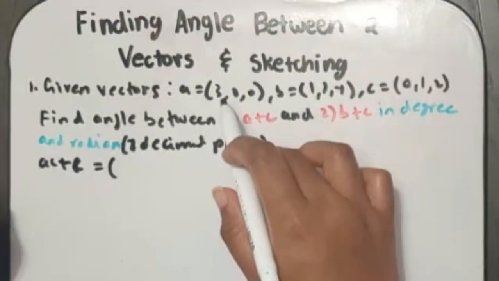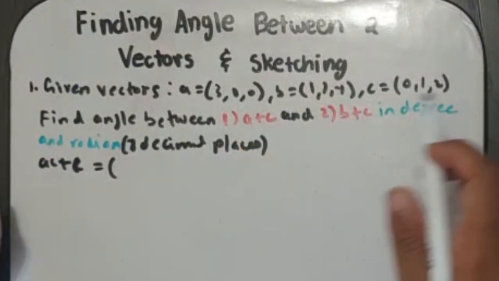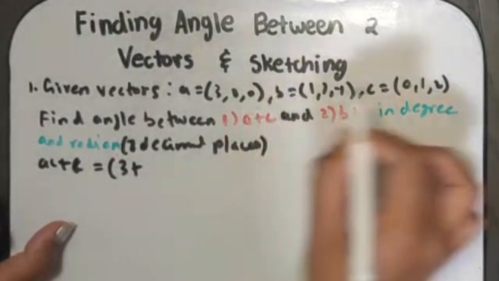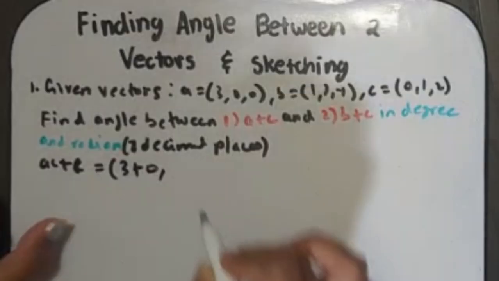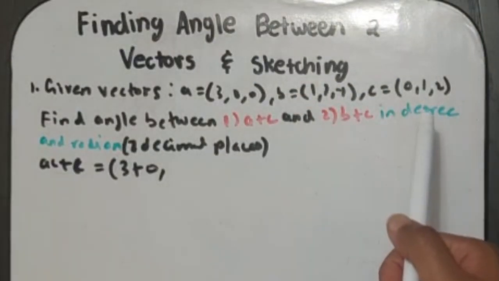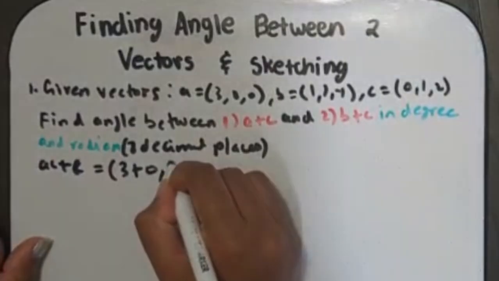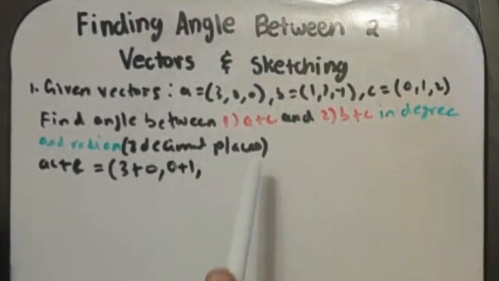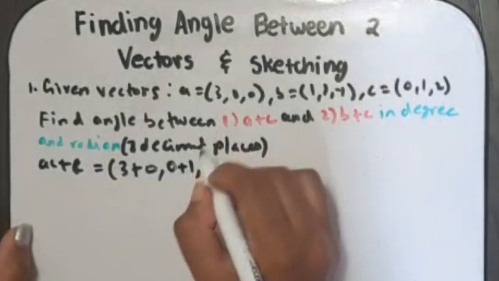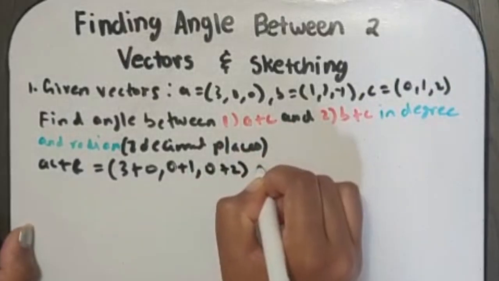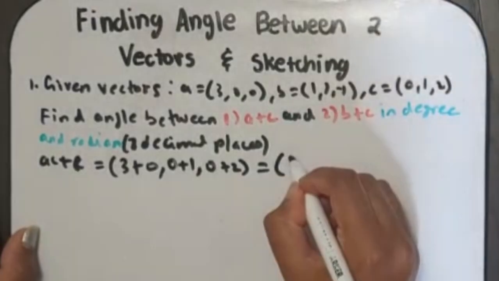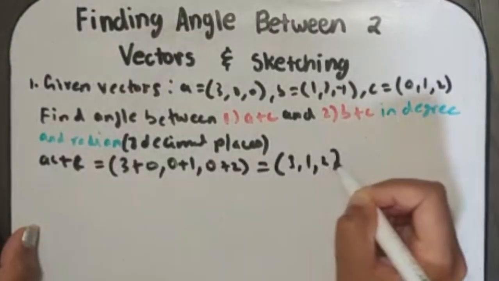So a is (3, 0, 0), and c is (0, 1, 2). The first component of a is 3, and the first component of c is 0, so 3 plus 0 is the first one. The second component of a is 0, and the second component of c is 1, so it would be 0 plus 1. The third component of a is also 0, and the third component of c is 2, so it would be 0 plus 2. And the vector that we get from a plus c is (3, 1, 2). So that's a plus c.